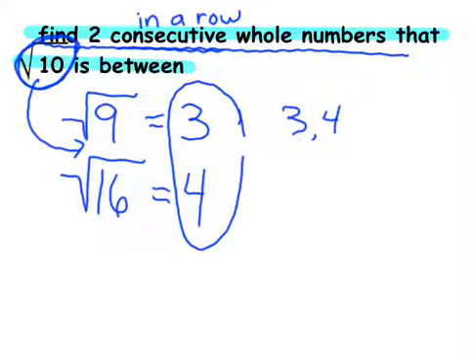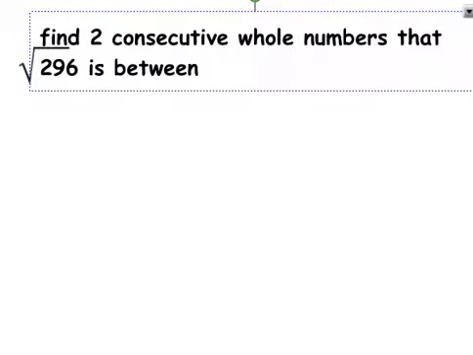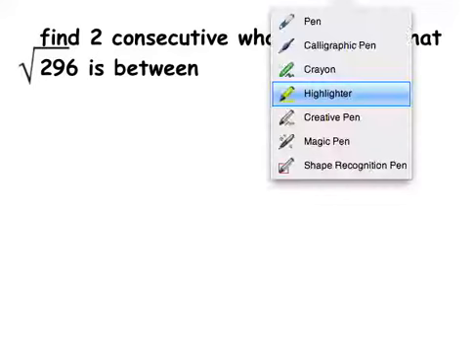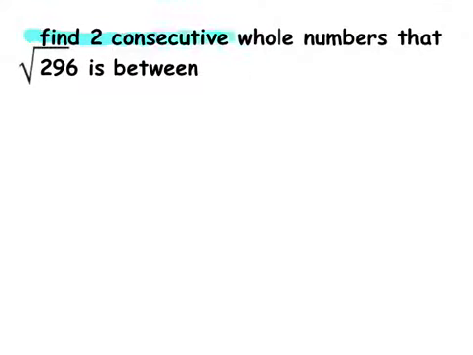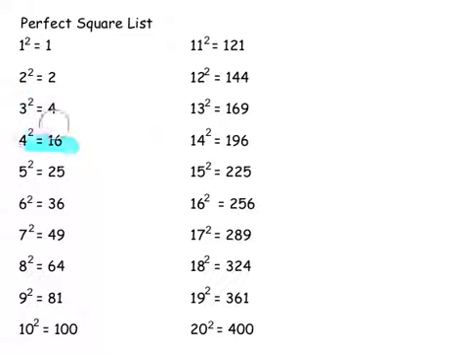Let's try another one. Find two consecutive whole numbers that the square root of 296 is between. I'm going to write this one in my notes. Has to be 2 in a row for 296. I'm looking for the number 296 on my chart. So I'm going to go back and look at my chart. Looking for 296.